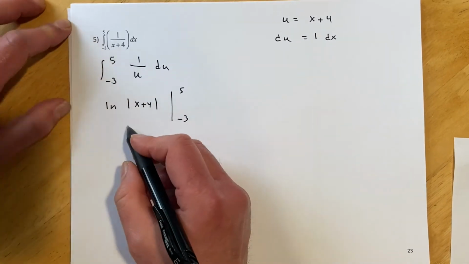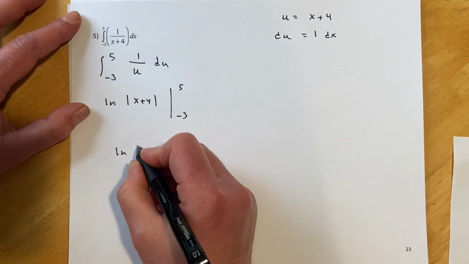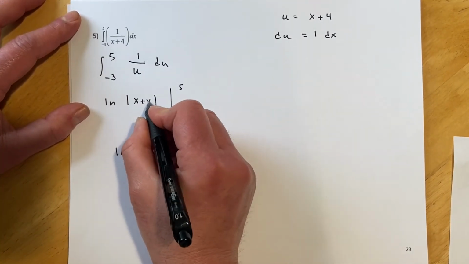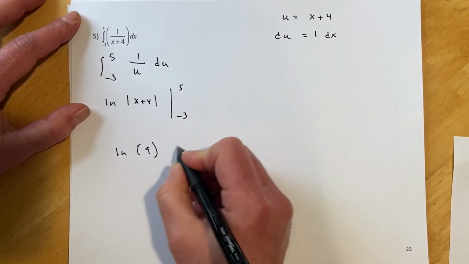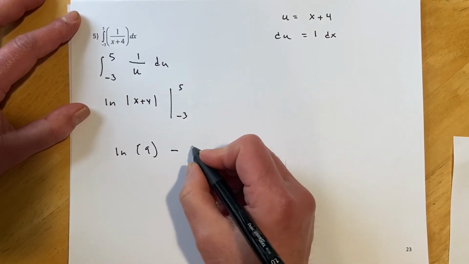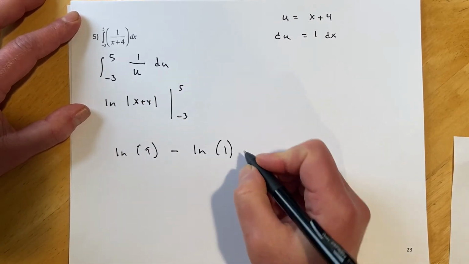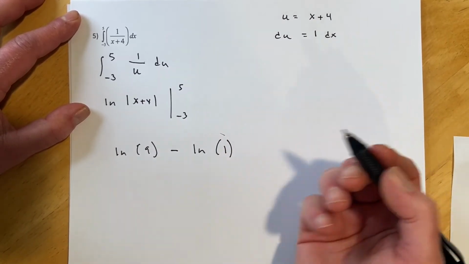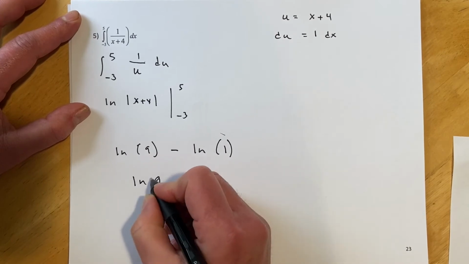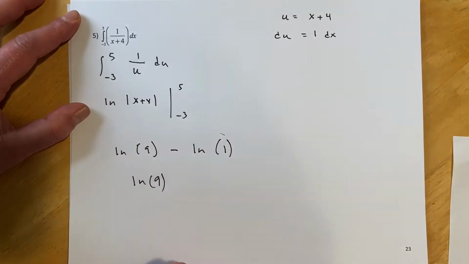So that will look like ln of 5 plus 4 would be 9, and then minus natural log of -3 plus 4 would be 1. But remember, natural log of 1 is 0. So this will be natural log of 9.